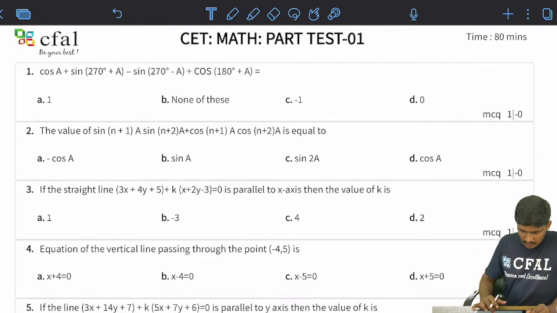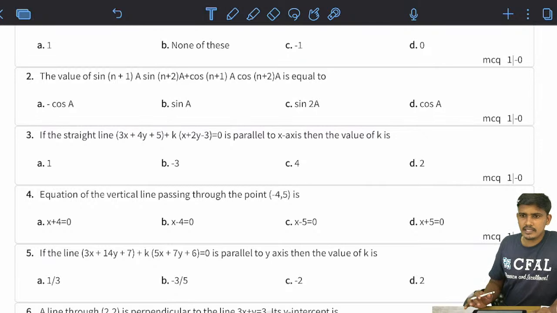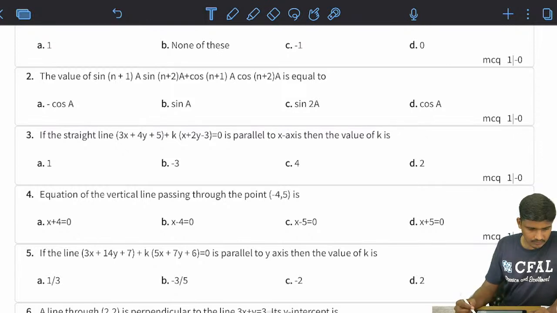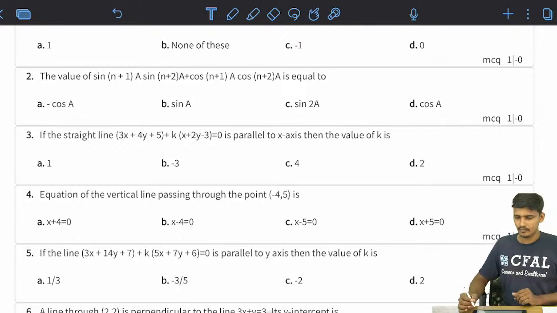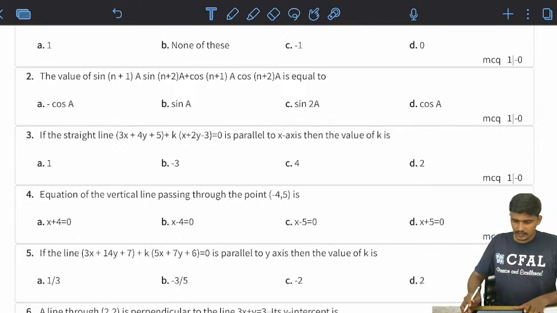The questions were easy. Almost every question was very easy. We didn't have any difficult problems. They are of the CET level itself. I was planning to discuss the third question first: if a straight line 3x + 4y + 5 + k(x + 2y - 3) = 0 is parallel to the x-axis, then the value of k is dash. Let's see how to do this question.